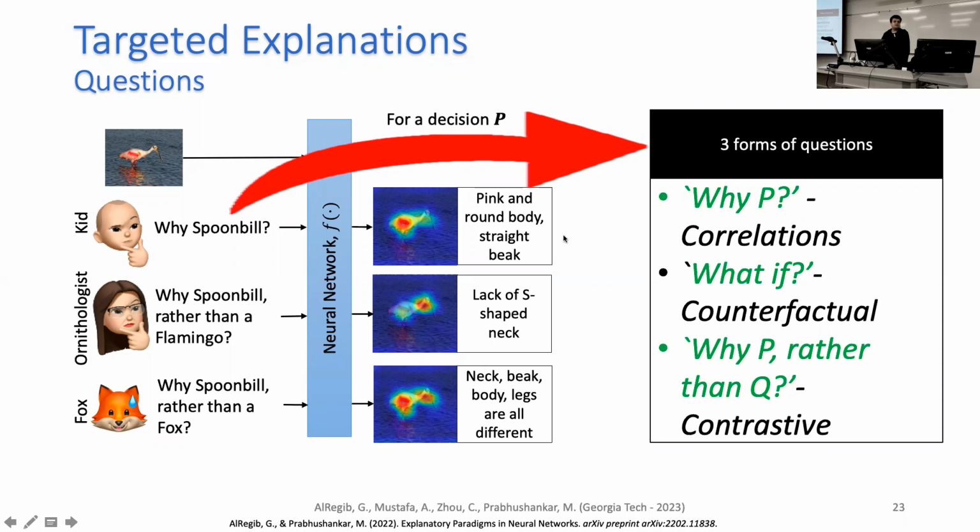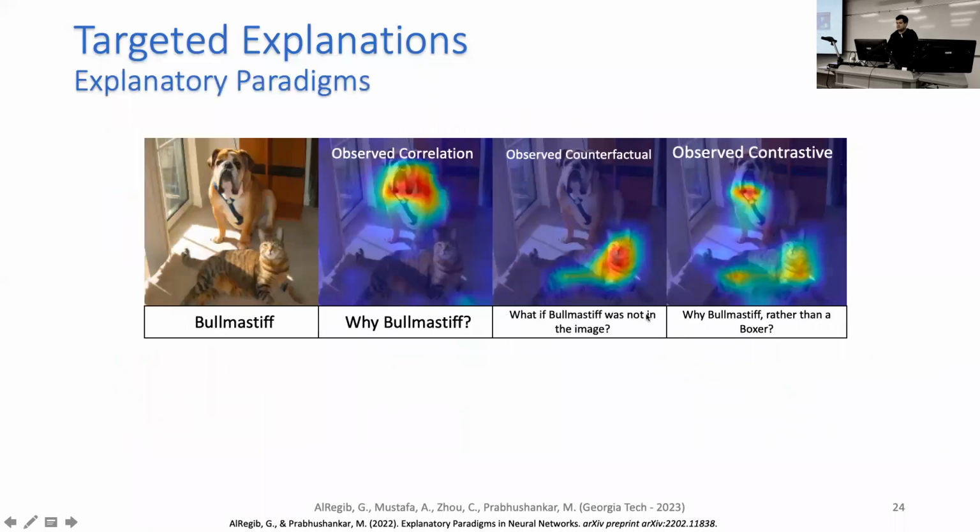So essentially, targeted questions can take three forms. One is why P, where let's say P is a prediction. Then what if, which is counterfactual. And the next one is why P rather than Q, which is contrastive. I think the next image here is going to be easier to explain what all of them are.